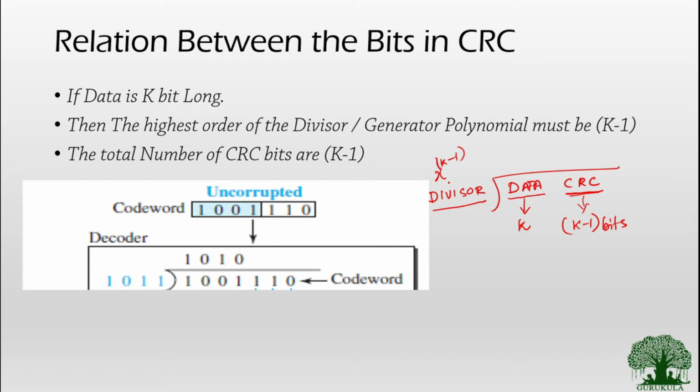So the coefficient of x to the power k minus 1 should always be equal to 1. It cannot be 0 over there. So in order to make it very clear, let us take this particular example.